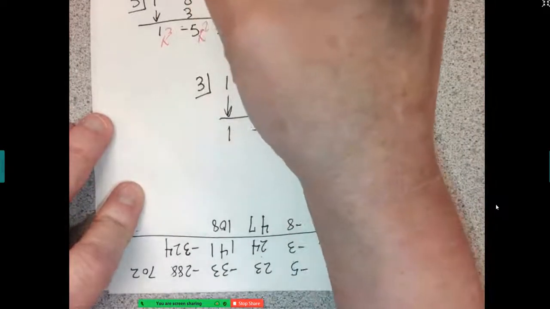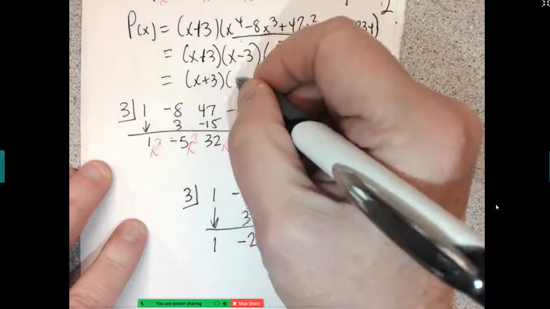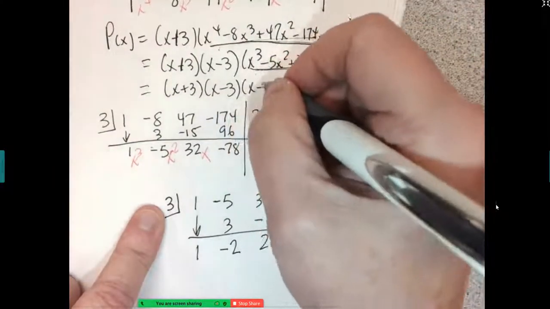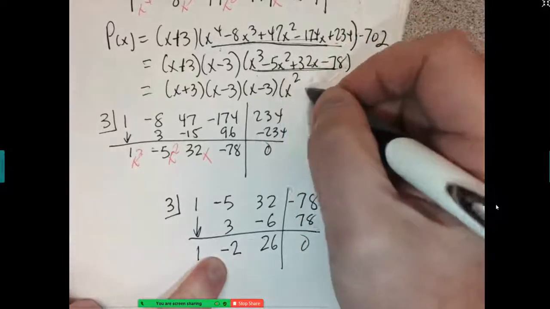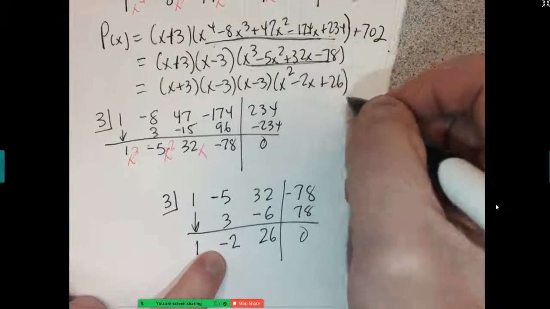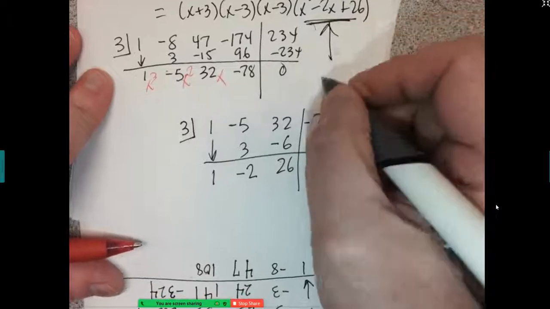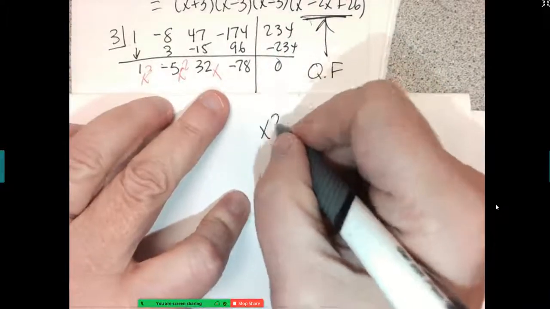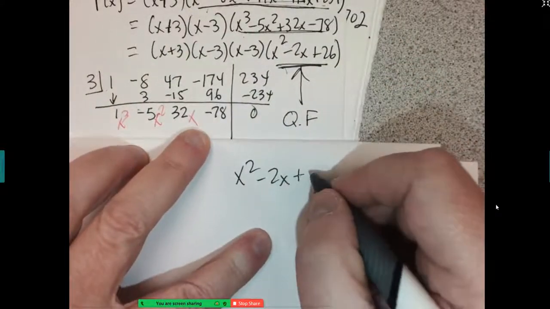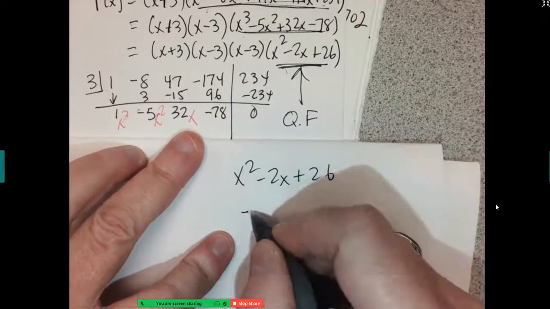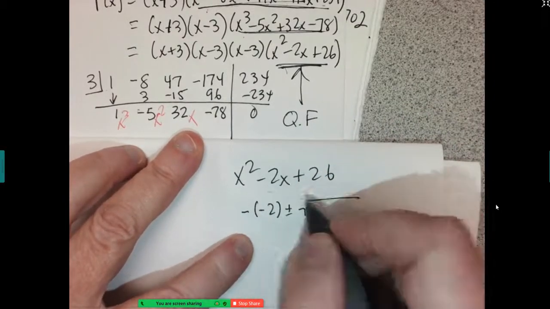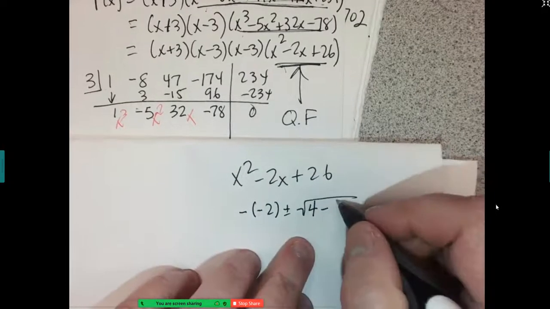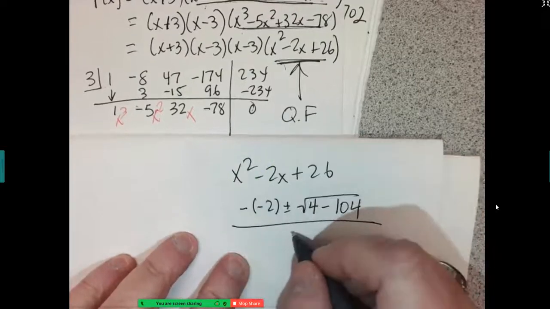So this will be x plus 3 times x minus 3. And then this breaks down to x minus 3 times x squared minus 2x plus 26. And then to get the zeros of that, use the quadratic formula. And I'm going to have negative b plus or minus the square root of b squared minus 4 times a times c, all over 2 times a.